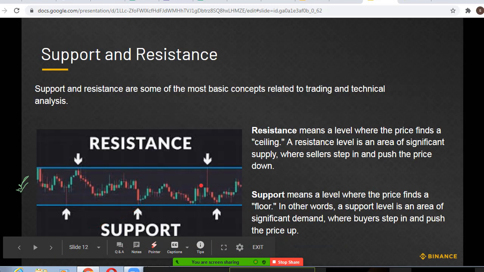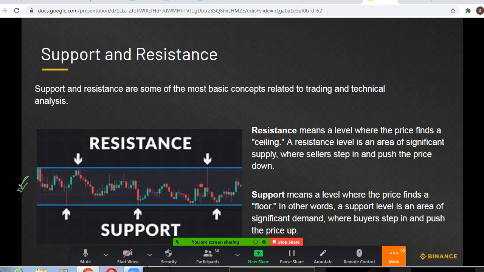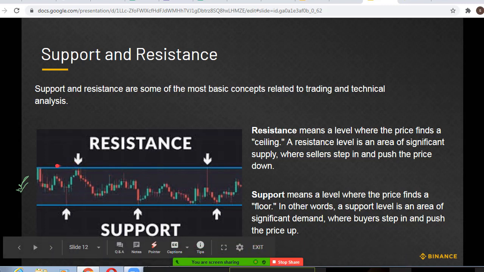All right. Now, resistance and support level. Resistance and support level is one of the most widely used or discussed concepts when it comes to trading, either you're trading cryptocurrency or any other financial assets or financial markets. Support and resistance level is very important. Now, what's a resistance? Resistance means a point where price finds resistance. That is a point where price is hindered from going up. So we call this point or this area a ceiling.